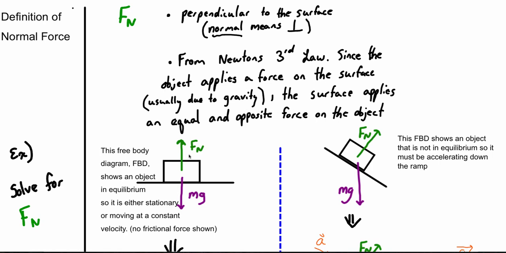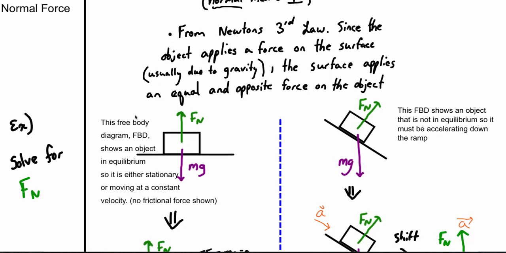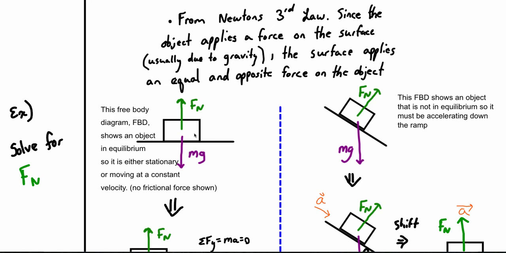If we look at the free body diagram down here, it's showing the forces on the object. And this object's in equilibrium, and I can tell that because these force vectors are equal in size. This is an object just sitting on a surface. It could be just sitting there, or it could be moving with a constant velocity as well. Either one of those scenarios would work for this. So in this case, we have the normal force perpendicular to the surface, and the weight of the object is going down.